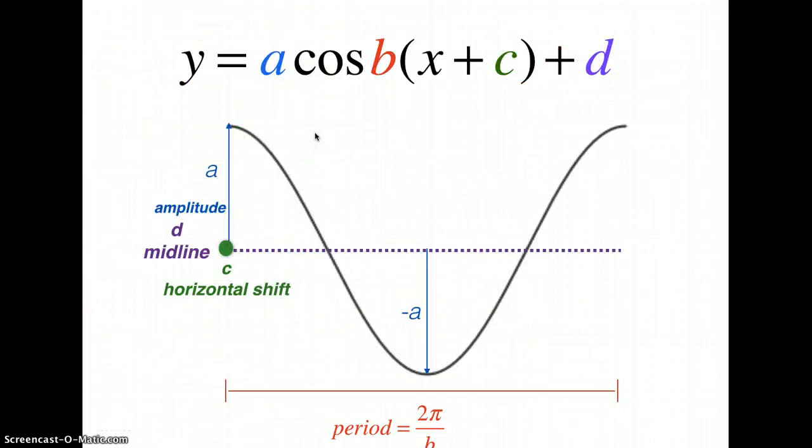The cosine curve is going to function in a very similar way. A tells you the amplitude, B helps you find the period, C is the horizontal shift, D is the midline. The only difference is that cosine starts from the highest point and then starts moving down.